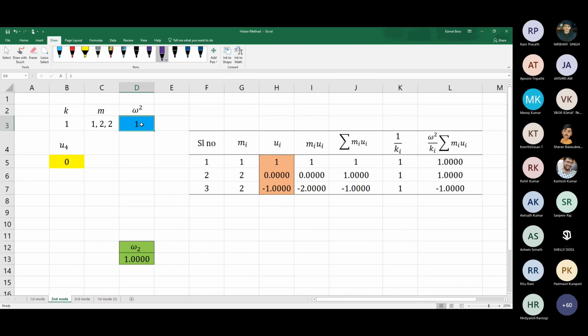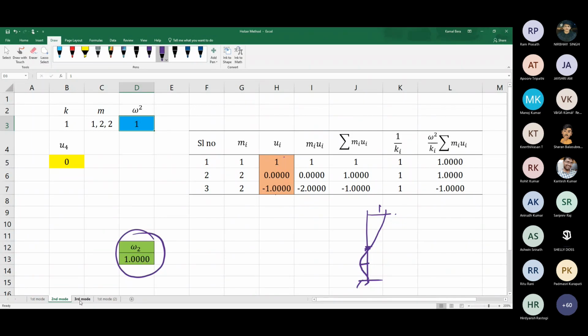So just do the trial and error, and now you can see the mode shape 1, 0, and minus 1, right? So this is representing the second mode. The plot is like that: one is 1, someone is 0, and another is minus 1. So this is minus 1, this is 1, and here it is simply 0. This is the second mode, and the frequency is 1.